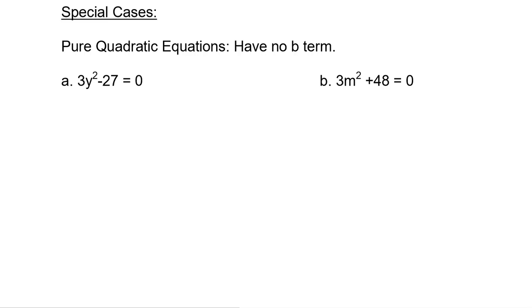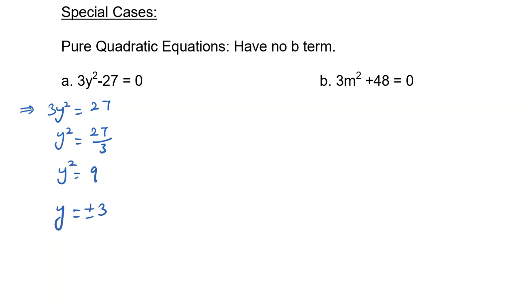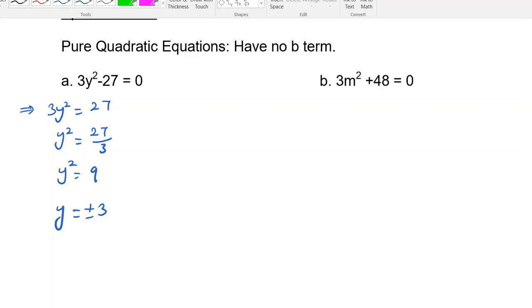The first way is you get 3y squared equals 27, y squared equals 27 divided by 3, and y squared equals 9. And then you take the square root on both sides and you say that y is plus minus 3. So that's one way. But the better way is if you are doing the factoring.